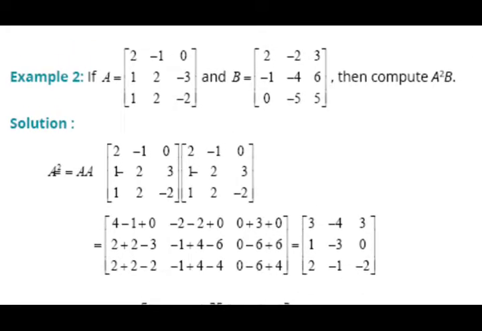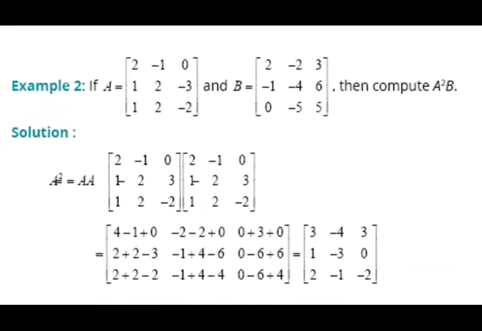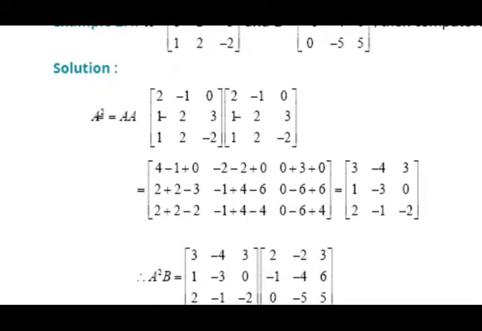Another example: compute A squared B. We first find A squared. We write A two times and then multiply. We multiply the first row by the 3 columns of the second matrix, like 2 multiplied by 2, minus 1 multiplied by minus 1, and 0 multiplied by 1. That is the first row of the first matrix by the first column of the second matrix. Then we multiply the first row by the second column: 2 multiplied by minus 1, minus 1 multiplied by 2, and then 0 multiplied by 2.